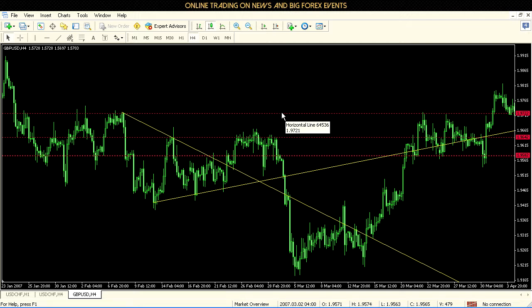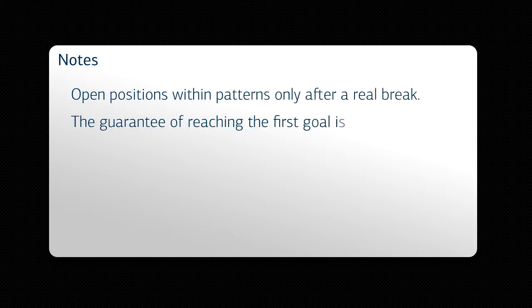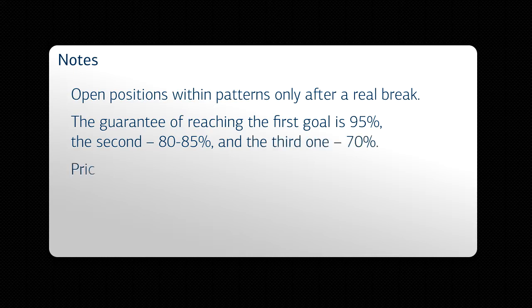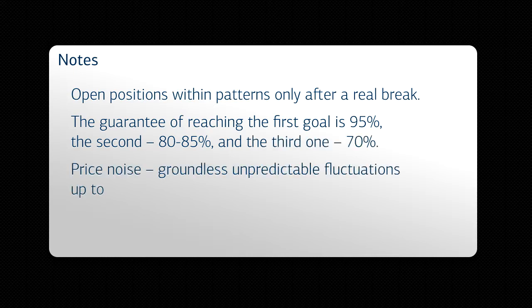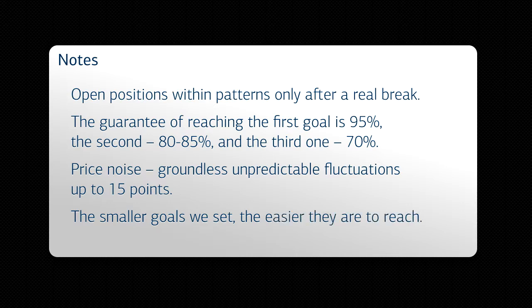The immediate goal is not to lose anything on any deal. The ultimate goal is to take profit on reaching the initially set goals. Notes: open positions within patterns only after a real break. The guarantee of reaching the first goal is 95%, the second 80 to 85, and the third one 70. Price noise: groundless, unpredictable fluctuations up to 15 points. The smaller goals we set, the easier they are to reach.